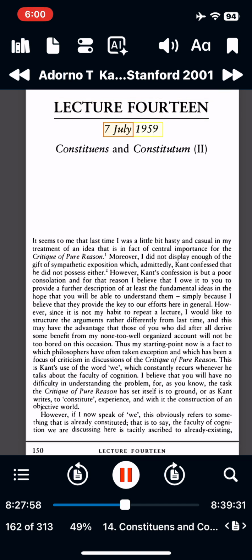Lecture 14, July 7, 1959. Constituens and Constitutum, 2. It seems to me that last time I was a little bit hasty and casual in my treatment of an idea that is in fact of central importance for the Critique of Pure Reason. Moreover, I did not display enough of the gift of sympathetic exposition which, admittedly, Kant confessed that he did not possess either. However, Kant's confession is but a poor consolation, and for that reason I believe that I owe it to you to provide a further description of at least the fundamental ideas, in the hope that you will be able to understand them, simply because I believe that they provide the key to our efforts here in general.